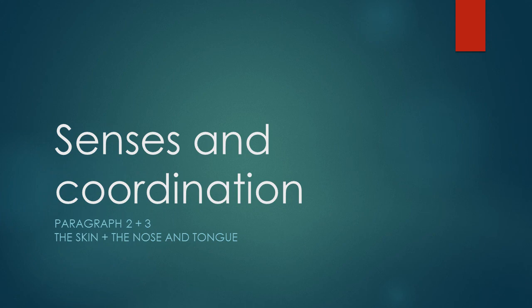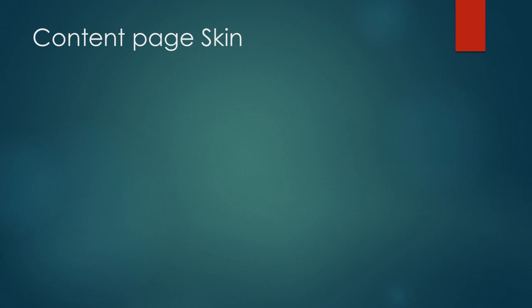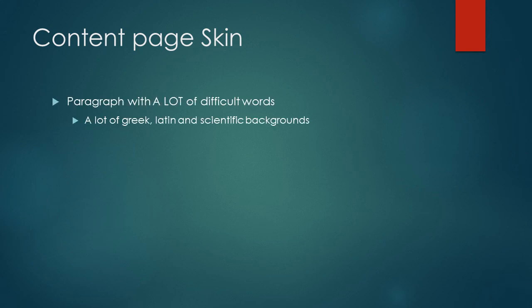We're doing unit 4, senses and coordination, and this video is about paragraphs 2 and 3, which is the skin, nose and tongue. So first we start with the skin. I have to admit beforehand there are a lot of difficult words, and unfortunately for you guys, you have to know them.